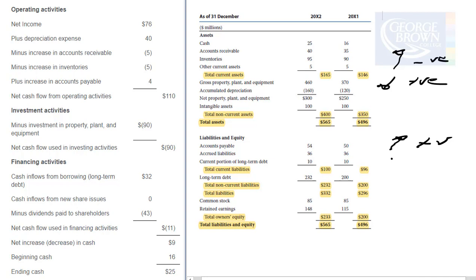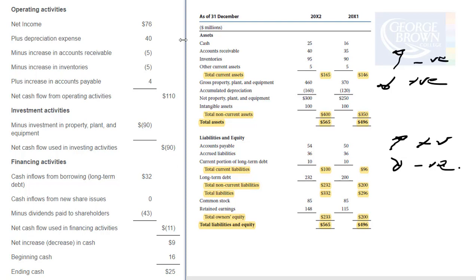Similarly, if my accounts payable went down, then that would be a negative number, okay? Because my accounts payable went down, I used cash. Anyhow, don't worry, there's no calculations on the exam. The questions are all fairly easy to understand, but you just want to be able to understand the mechanics of a cash flow statement. We start with net income.